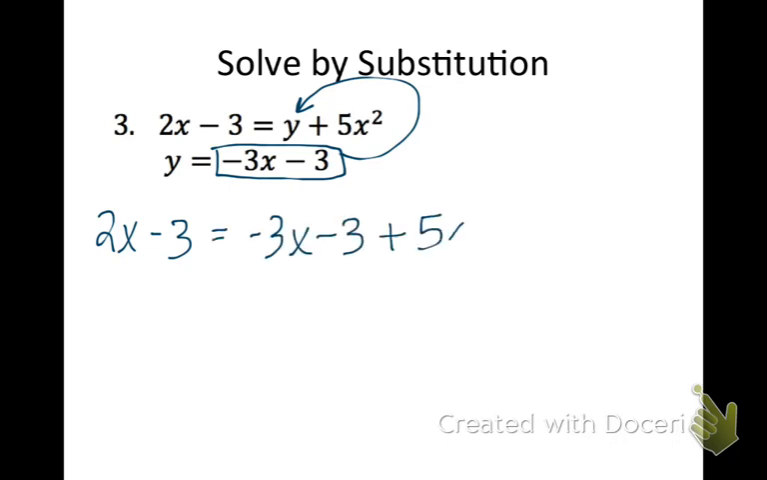So I just rewrote the top equation, but instead of y, I put -3x - 3. Okay, and so I now need to get everything on the same side, and then I will be solving a quadratic. Since I'm going to solve this quadratic algebraically, keep in mind you always want your x squared to be positive. So I'm going to move everything to the right side. So I'm going to subtract my 2x over, and add my 3 over.